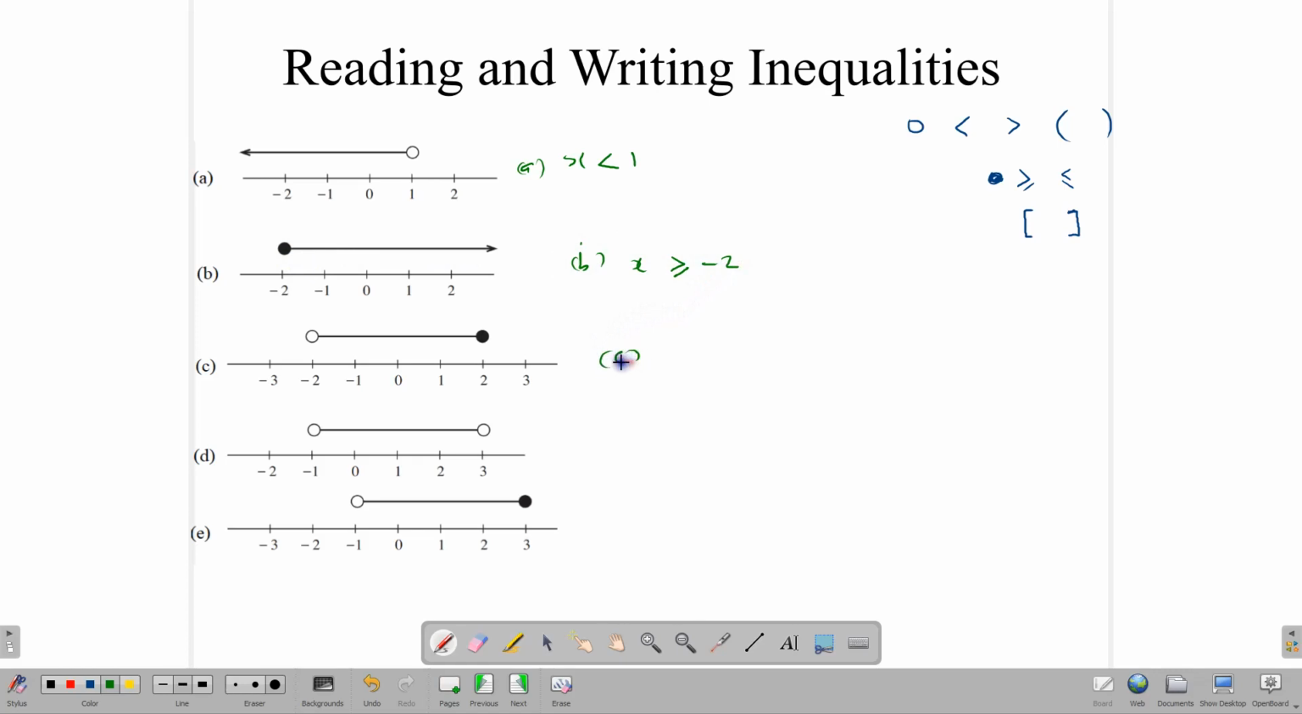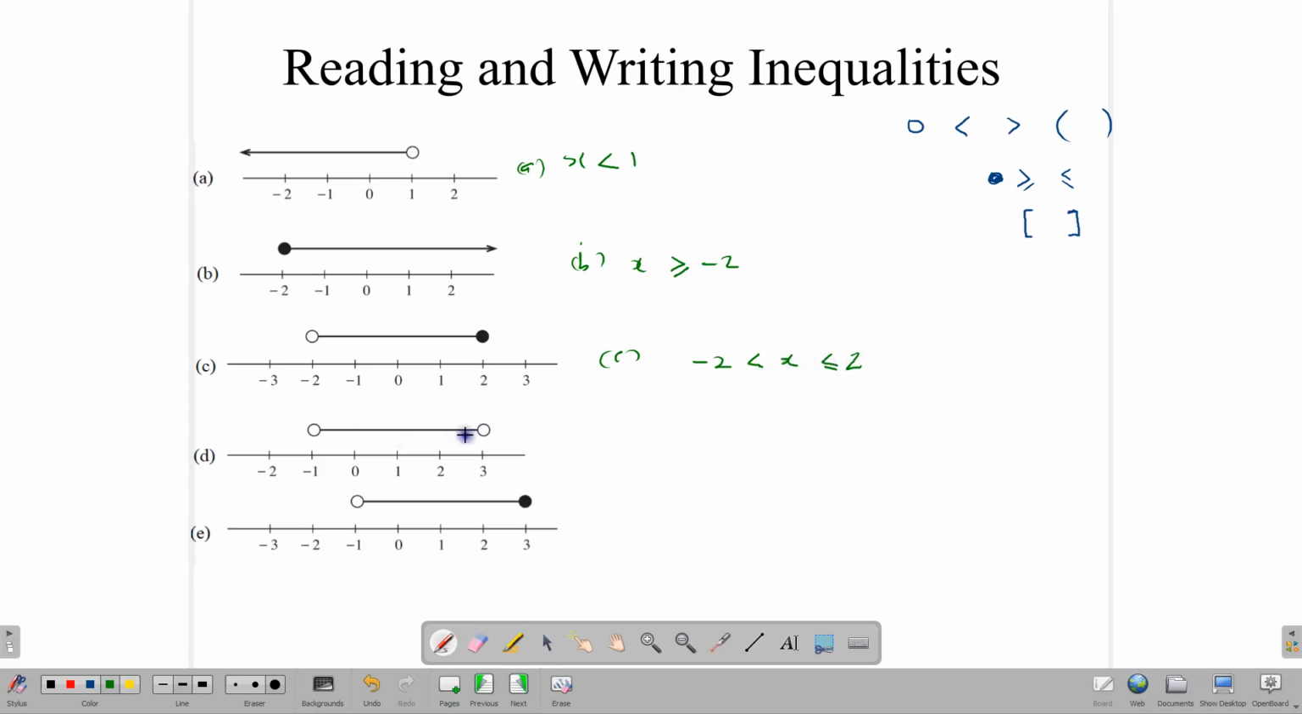For C here, the number lies between these two. So we would have -2. This number is not included, so we need to use the less than sign. The x goes in the middle, and on this side we are including that too. So we need to use that double condition to represent it. So we put the other 2 up here. So we read it as x is between -2 and 2, inclusive of 2.